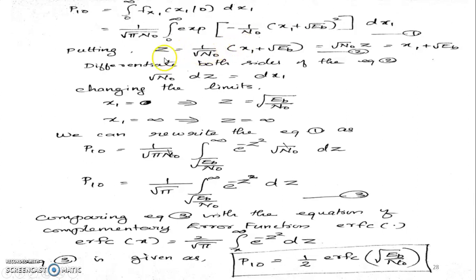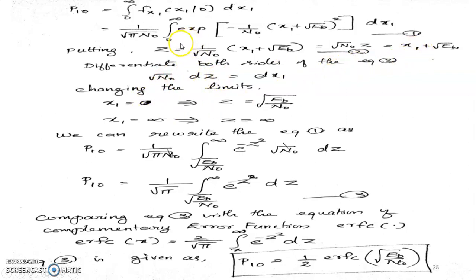Here we are putting z is equal to 1 by root n0 (x1 plus root eb). This expression we are putting as z. So rearranging, this becomes root n0 z equal to x1 plus root eb, and then differentiating both sides of this equation, we get root n0 dz is equal to dx1.